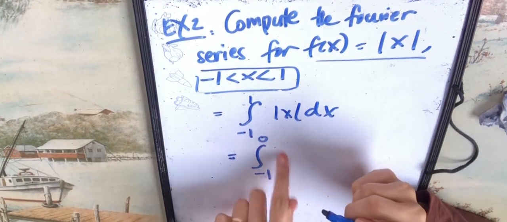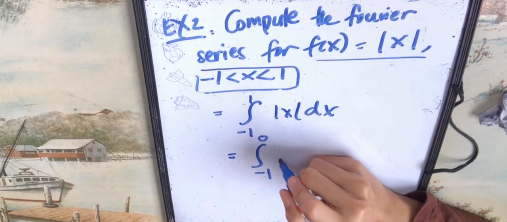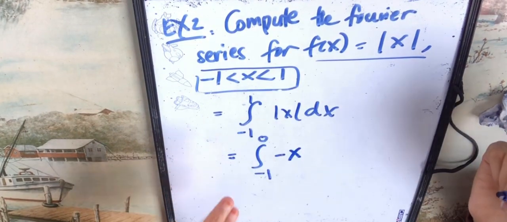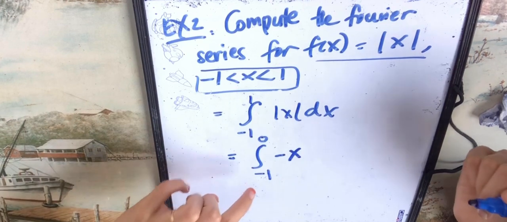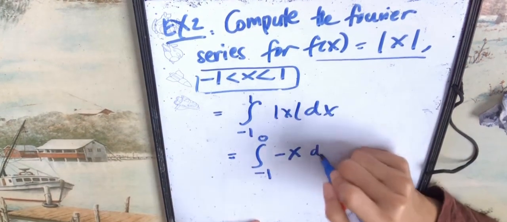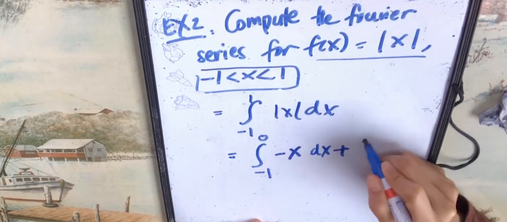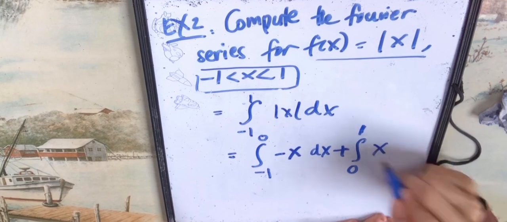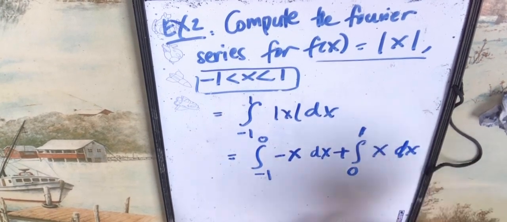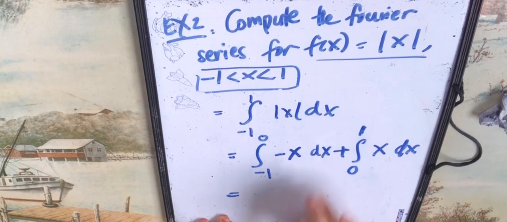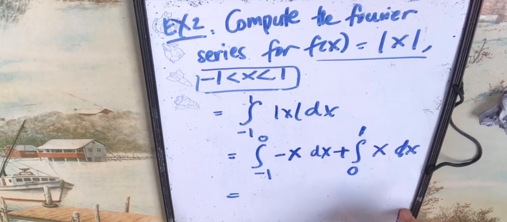And what is the function here? This function will be negative x. If you refer back to your function, on the interval from negative 1 to 0, your function is negative x. Then plus from 0 until 1, and here it is positive x. Then just solve this integral.